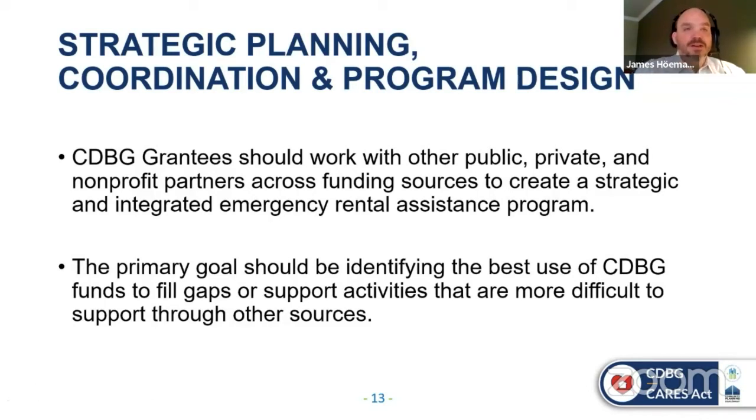So if we're going to look at strategic planning, how to coordinate, and your design and things like that, one of the things that you should be doing is looking at the landscape around you. What are your other resources that are available? Who are your other public, private, and nonprofit partners? What pots of funding do they have that's available? There is a lot of money floating around.